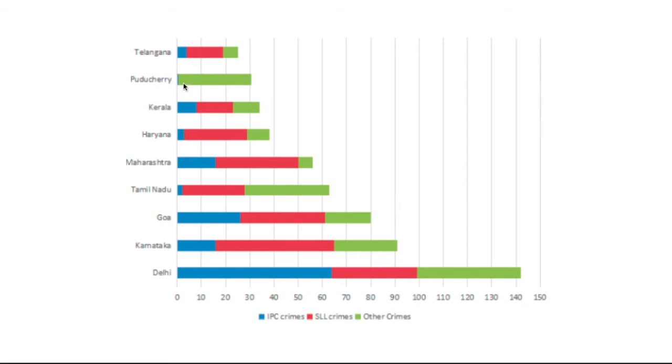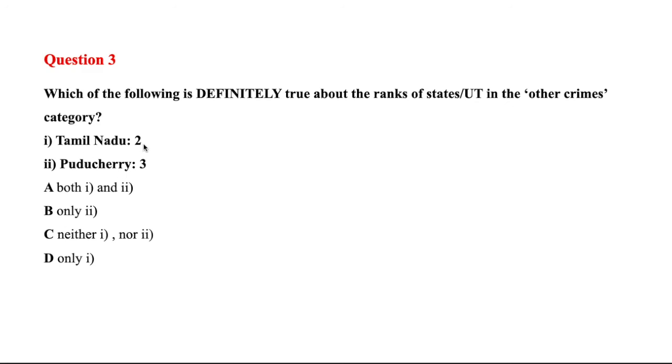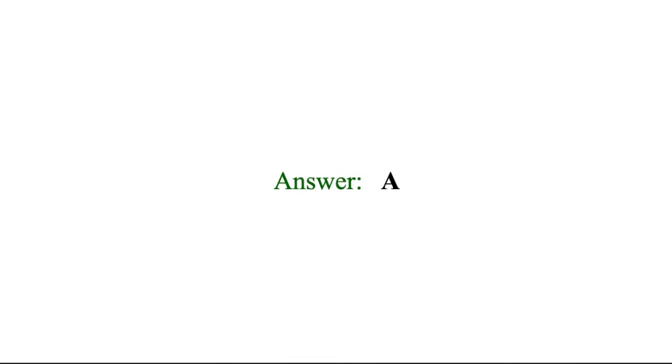And the next state, we can go with Karnataka. So it is 1, 2, and 25 maybe. So all others are less than 25. So we can say that Delhi is number 1, Tamil Nadu is number 2, and Puducherry is number 3. Going back to the question, here it is given that Tamil Nadu has rank 2 and Puducherry has rank 3. So yes, we also got the same answer. So the answer must be option A. Yes, the answer is option A.